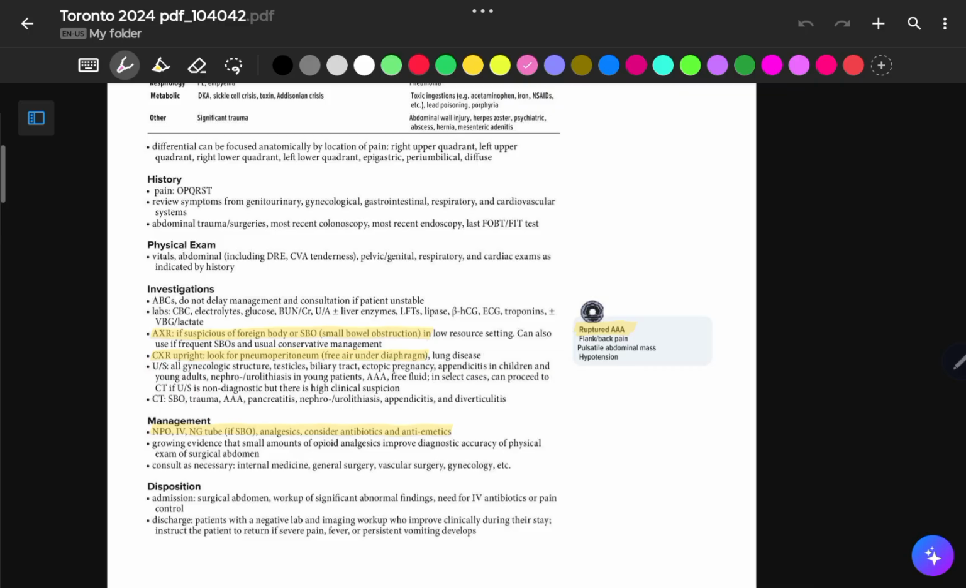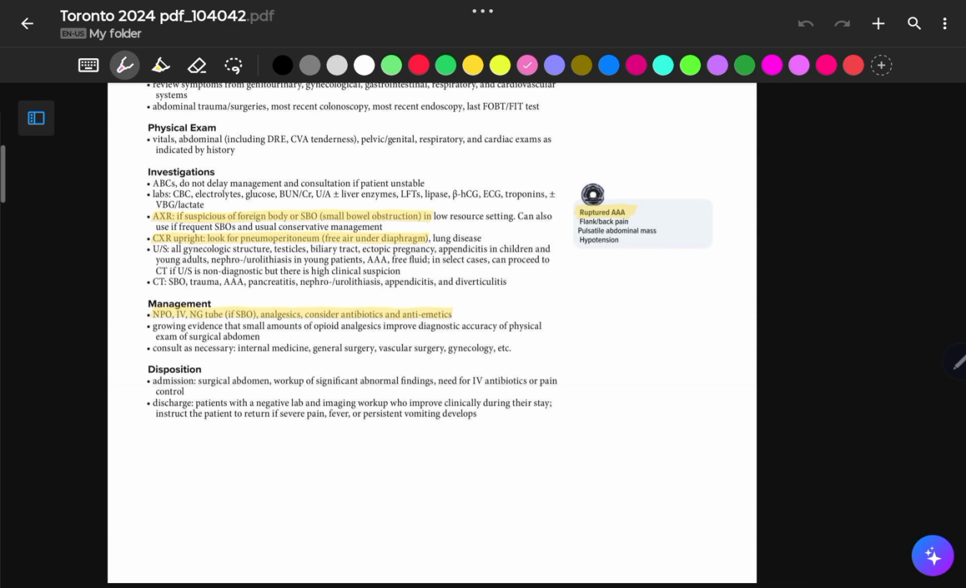So how would a patient present with a ruptured abdominal aortic aneurysm? They'll present with flank or back pain, number one, and a pulsatile abdominal mass. So when you palpate the abdomen, you have a pulsatile mass, and then hypotension, obviously because they're losing blood. Okay.